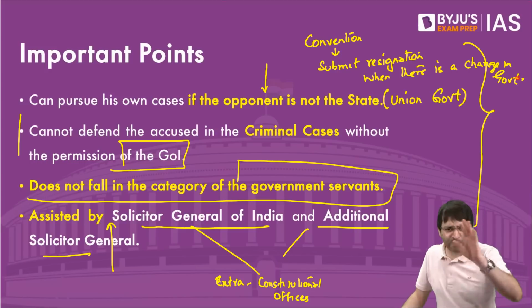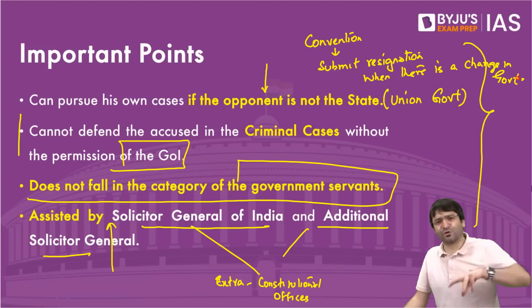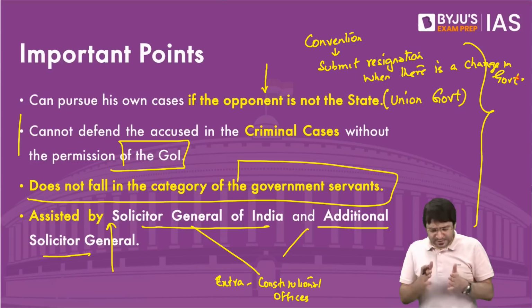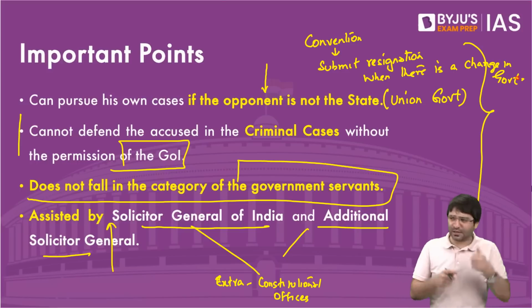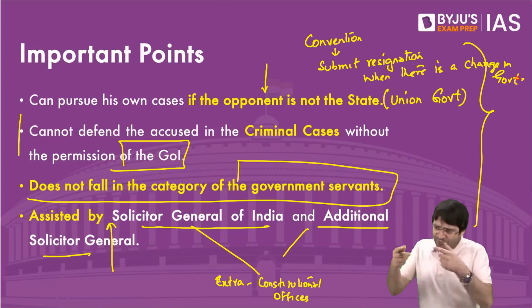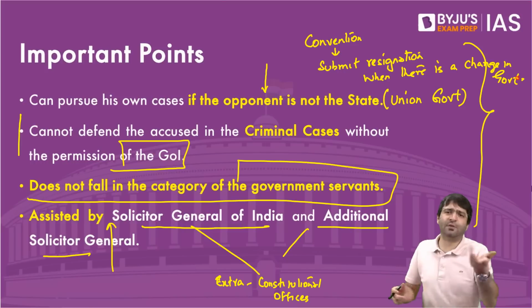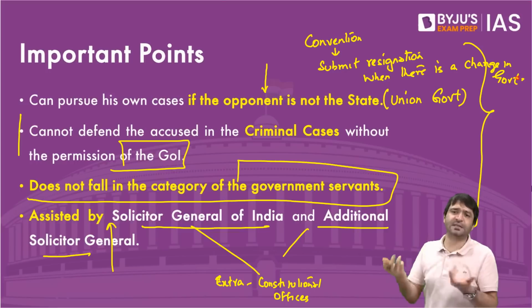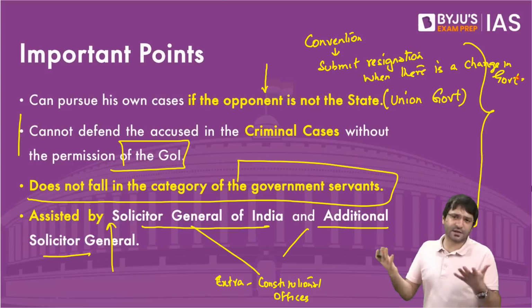Although he was not bound to submit resignation, he was not required to, the convention, the unwritten rule, is: since I was appointed by the previous government, and now there's a change in the government, I will submit my resignation. If you want me to continue, you will tell me, no, I will not accept your resignation, please continue. But if you accept my resignation, that means you want to appoint someone else as the Attorney General. That is the convention that we follow.